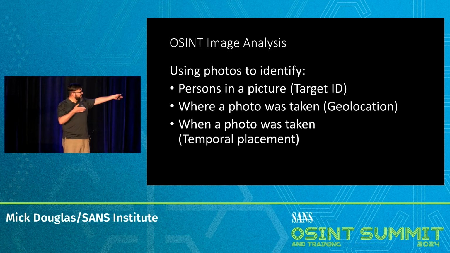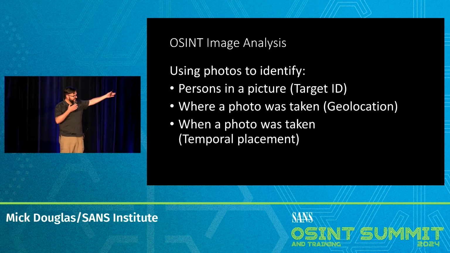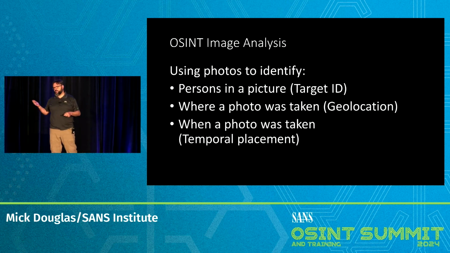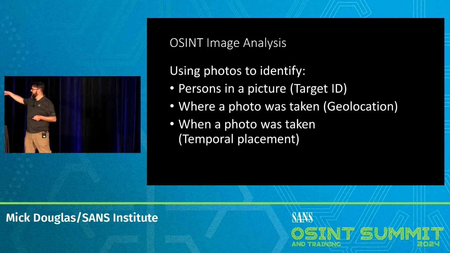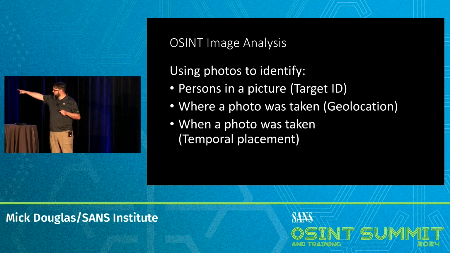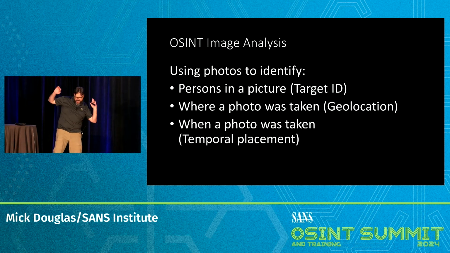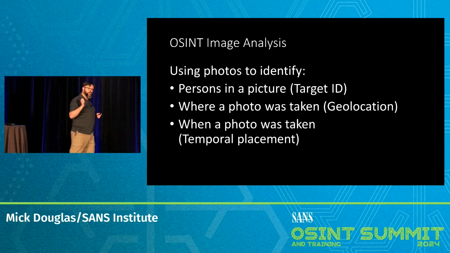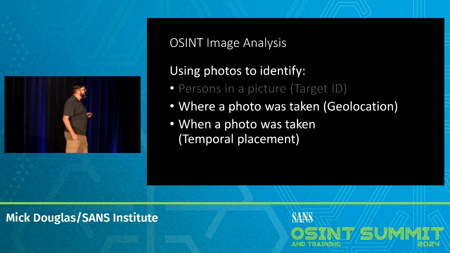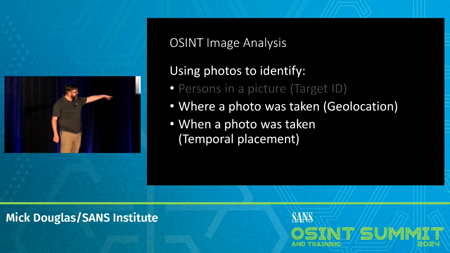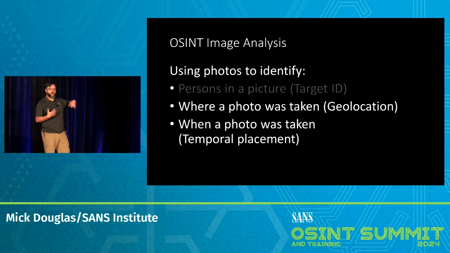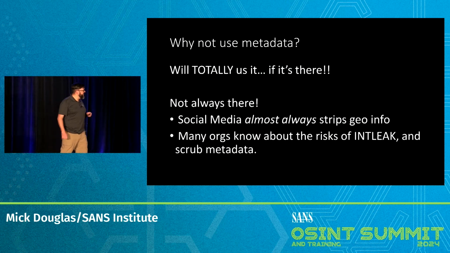So what we're going to be covering is how OSINT people use images. First of all, they're going to be doing things like finding the people in the picture, doing identification. What we're going to be focusing a lot on is geolocation, and we're going to lightly dip our toes into when the photo was taken, which can also be a very cool bit of analysis. So these two things, where the photo was taken and when a photo was taken, are what I hope to arm you with as a result of this talk.